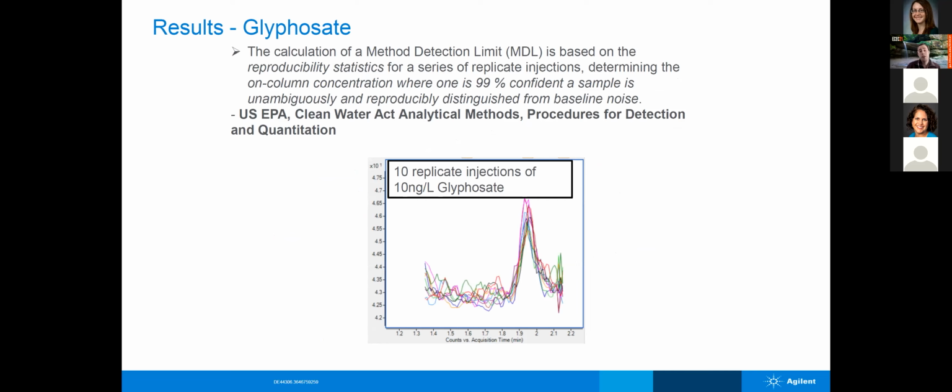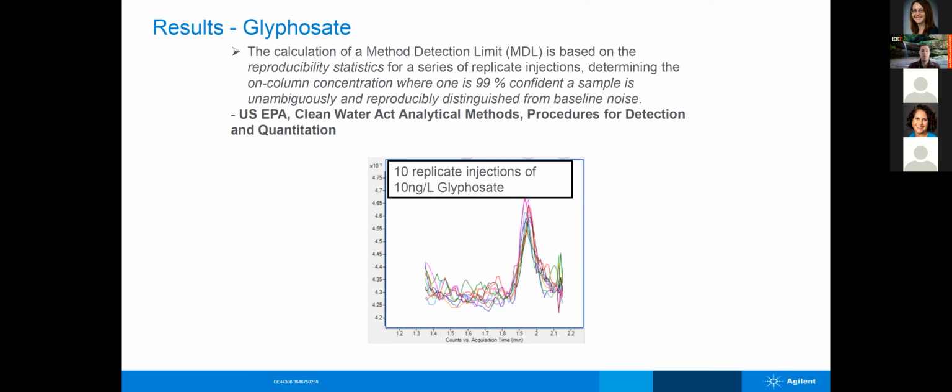So we wanted to calculate an MDL, which is a method detection limit. Think of it kind of like an LOQ, or limit of quantitation. Basically, it's based on the reproducibility statistics for a series of replicate injections. It determines the on-column concentration where one is 99% sure a sample is unambiguously and reproducibly distinguished from baseline noise. This was derived from the US EPA Clean Water Act analytical methods, so a lot of you may be familiar with MDL.